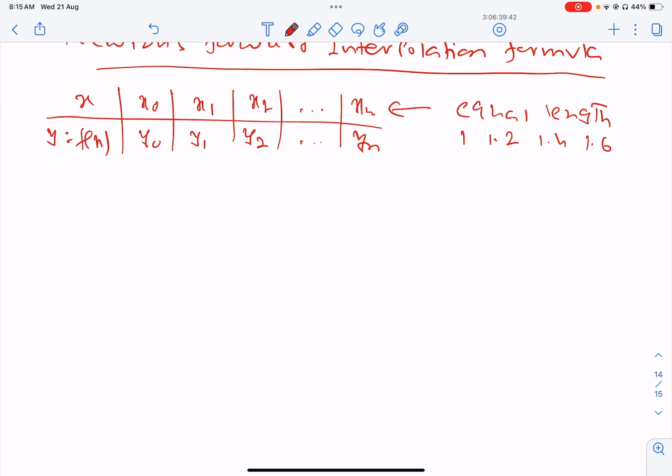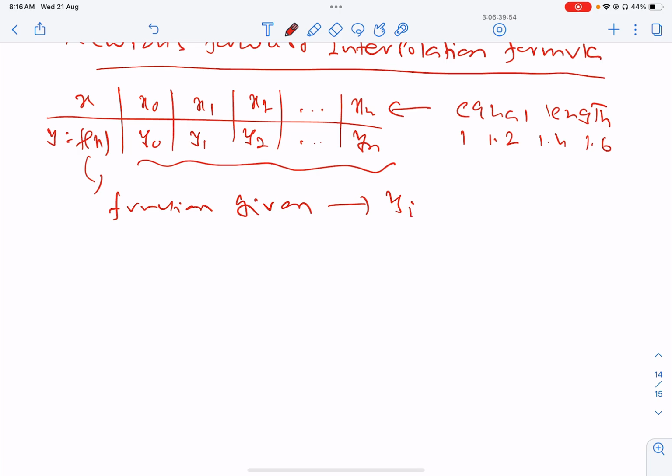Sometimes the values y0, y1, y2, yn are given. Sometimes a function is given, and we have to find the value yi by using a calculator from the function. So here the length is equal, and we call it h. Okay, the formula is like this.